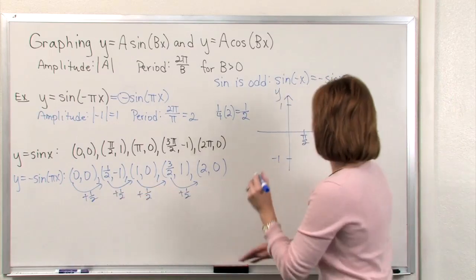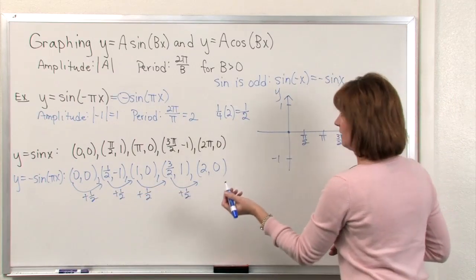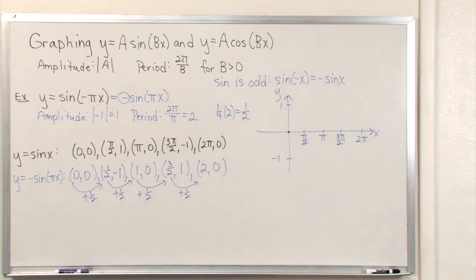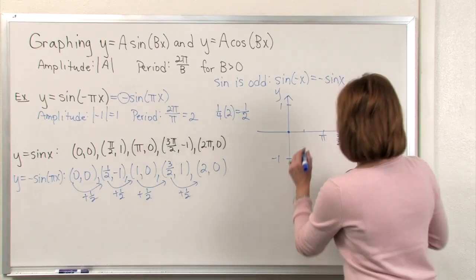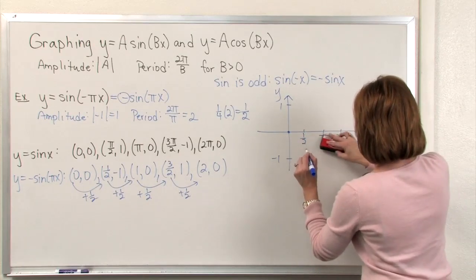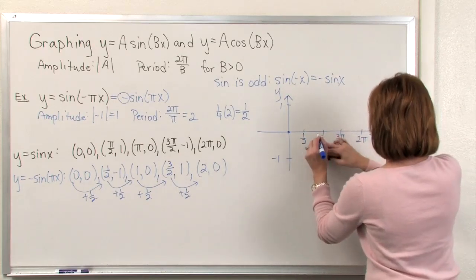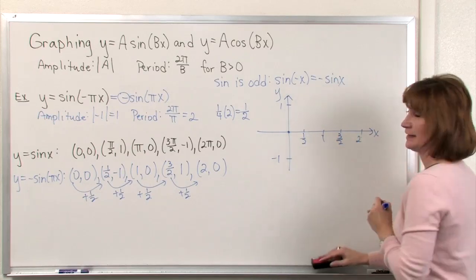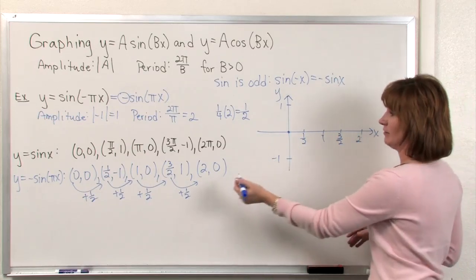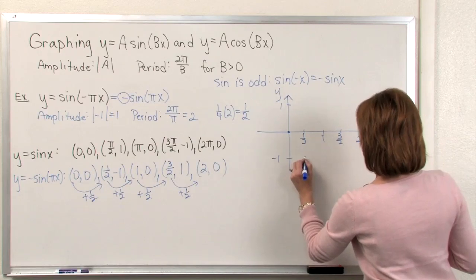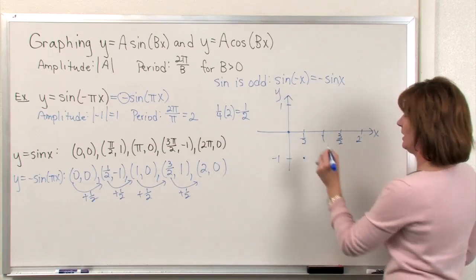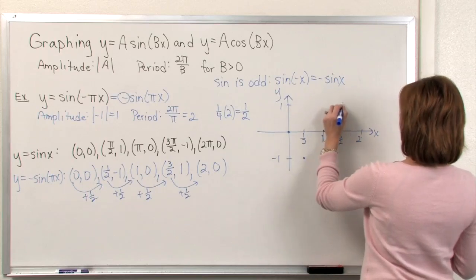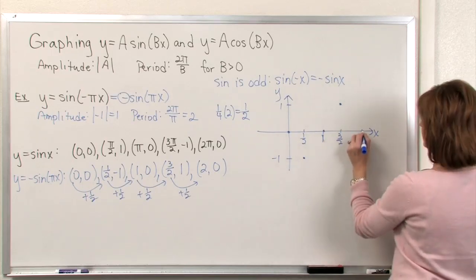Okay, so let's see, we have 0, 0. Then we have a half, negative 1, oops, not pi over 2. Should have been a half. So all of these should be a half, 1, 3 halves, and 2. So this point, 1 half negative 1 down here, 1 half 0, 1 0, 3 halves positive 1, and then 2 0.